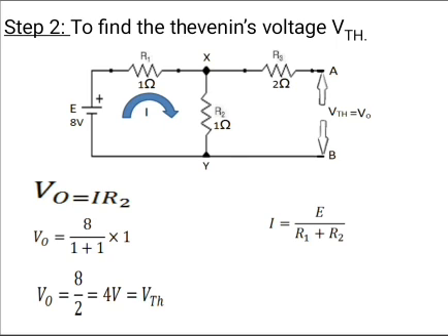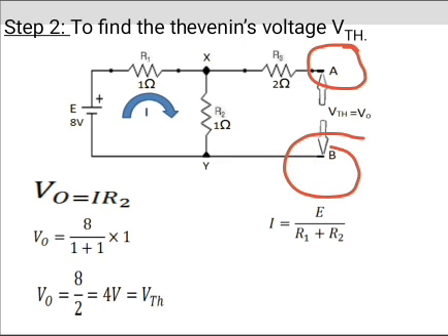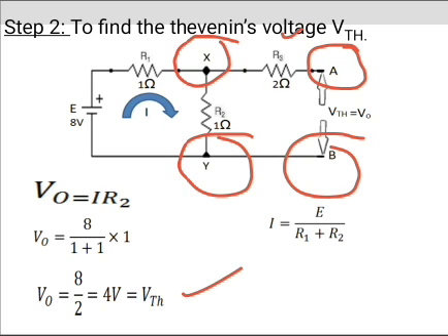As the load is open, there is no potential drop across the R3. Therefore, the potential difference between the terminals A and B is the same as the drop between X and Y. Once again, as the load is open, there is no potential drop across R3. Therefore, the potential difference between the terminals A and B is the same as that between X and Y. This voltage is called Thevenin's voltage.